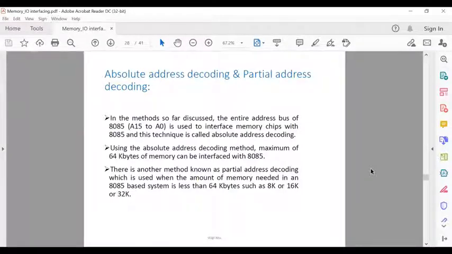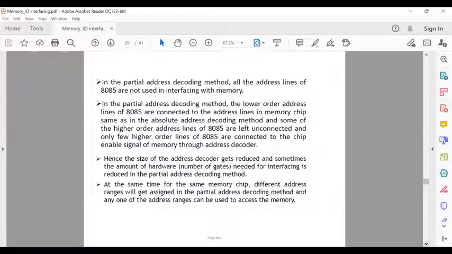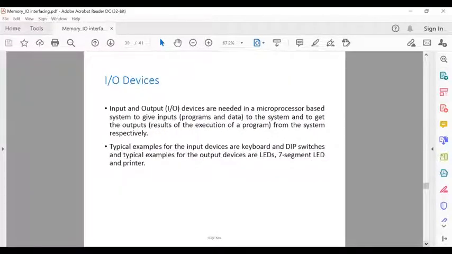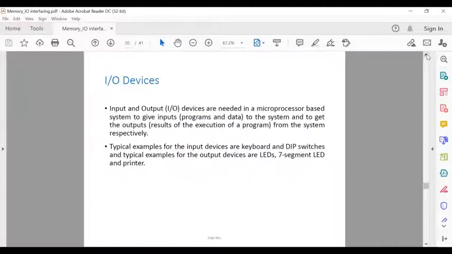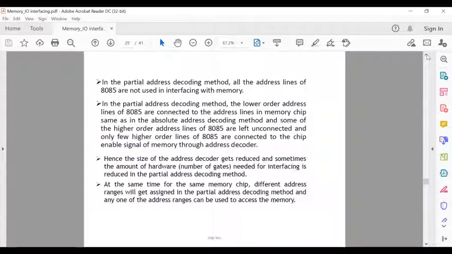Now, the absolute address decoding technique is used for large systems, and the partial decoding technique is used for small systems. Okay, so these are related to memory interfacing.